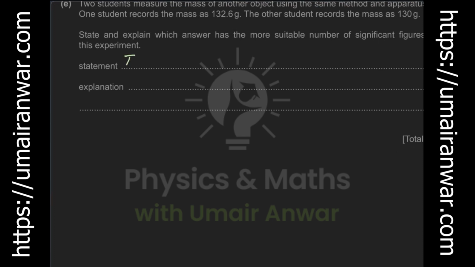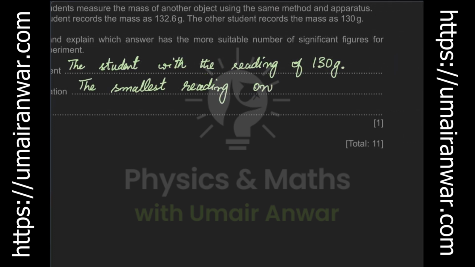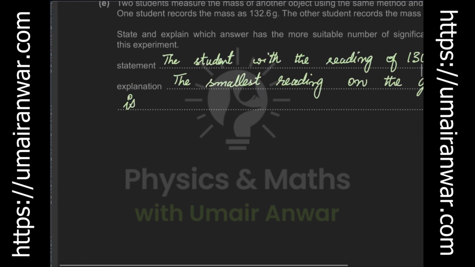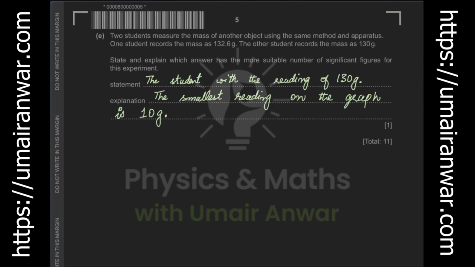So I'm writing the student with the reading of 130 grams. And what's the reason behind it? Because it is suitable, because the smallest reading on the graph is 10 grams. So less than 10 grams is not suitable for this experiment.